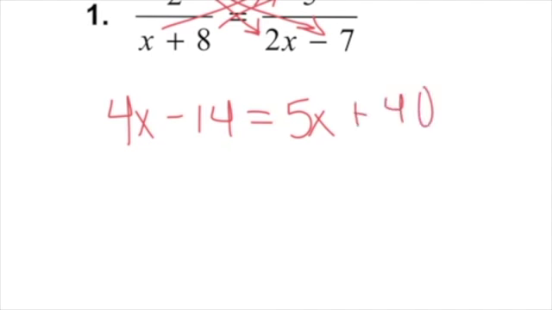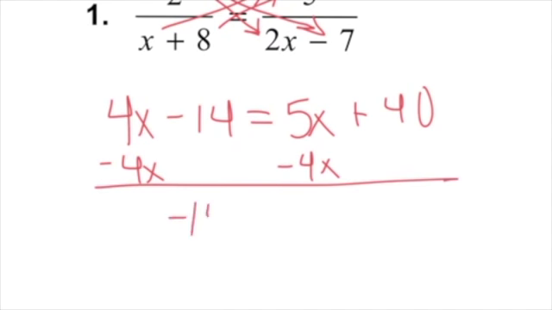Then you just simply solve. Okay, this is a linear equation. I don't have any x squareds or quadratic, so I'm just going to solve for x. It's just as simple as that. So I'm going to subtract the 4x over here, which gives me negative 14 equals 1x, or just x plus 40.